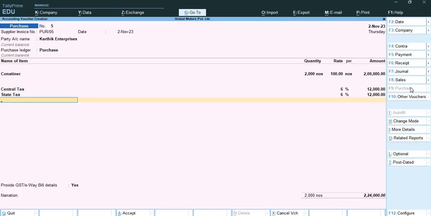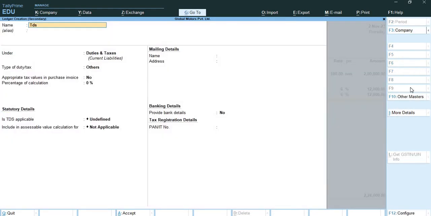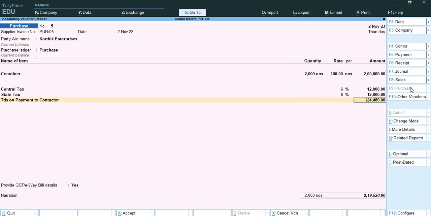Here now I'll create a ledger of TDS on payment to contractor. It will come under duties and taxes. Type of duty I will select here TDS and nature of payment I will select payment to contractor. So you can see that my tax has been deducted 4480.